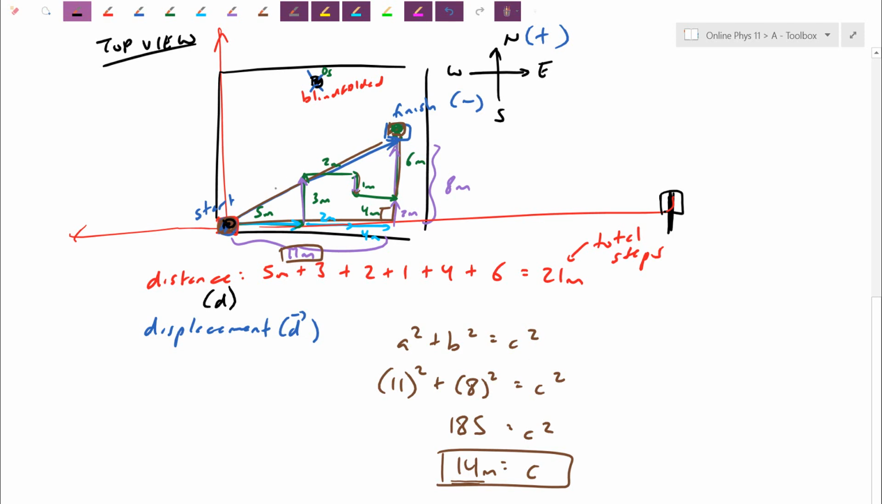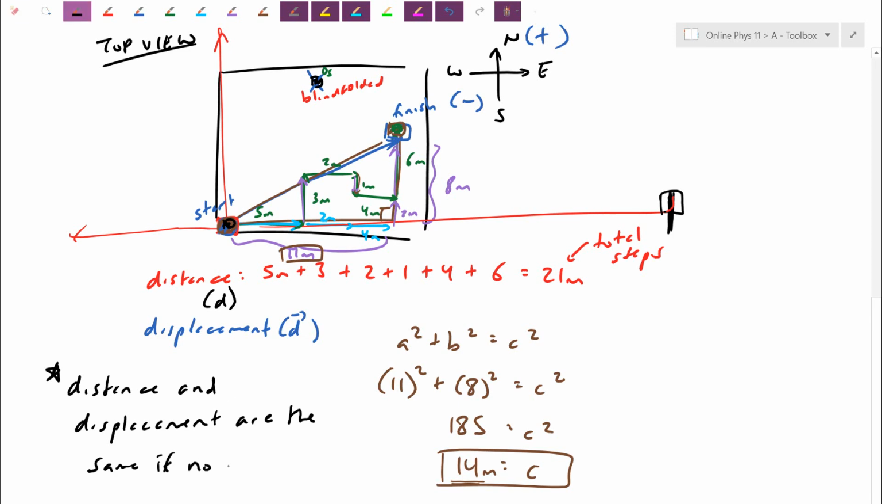But in this question, because there are totally turns and kinks along the way, it's totally possible that the one that tracks start to finish may actually be different from the distance. So let's make that note there. The distance and the displacement, the scalar and the vector form, are the same if and only if there is no change in direction.